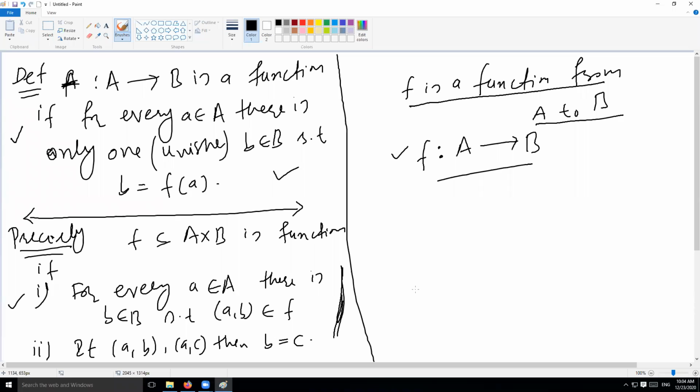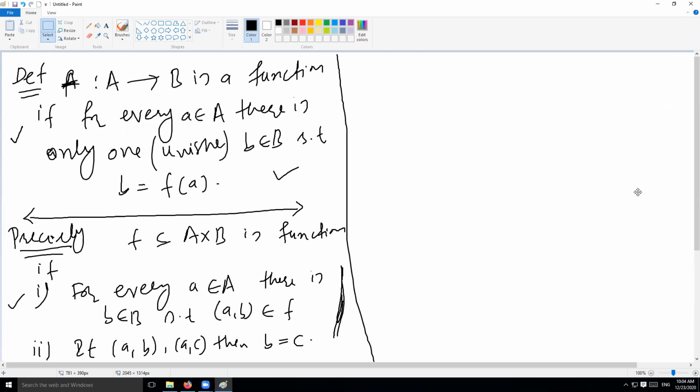So let me take, for example, let's write some examples. Say I have in the set A, Ahmed and Nasir and Naseem, something like that. And the set B contains what?